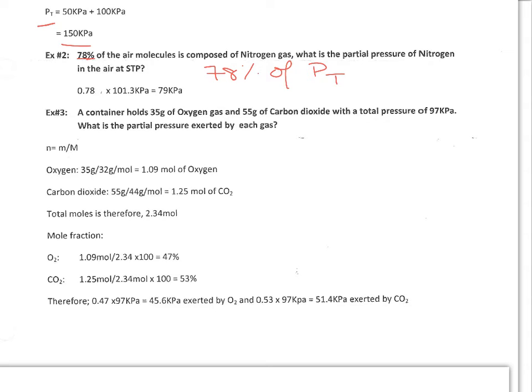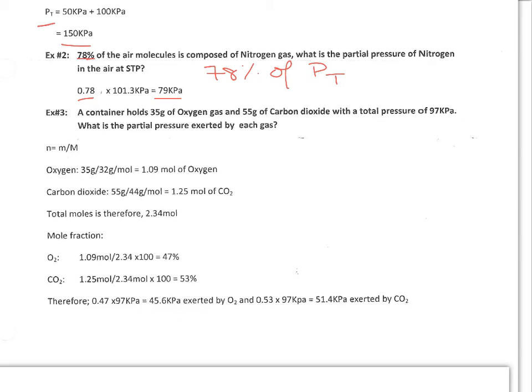So here we have the 78% converted into a decimal times the pressure at STP. Remember we said that standard pressure is 101.3 kilopascals. Again, you could look at this in terms of torr, millimeters of mercury, or atmospheres. On any assessment I will be more specific about what I'm looking at, but let's just go with kilopascals for now. That's usually our standard. So 78% of 101.3 gives me 79 kilopascals.